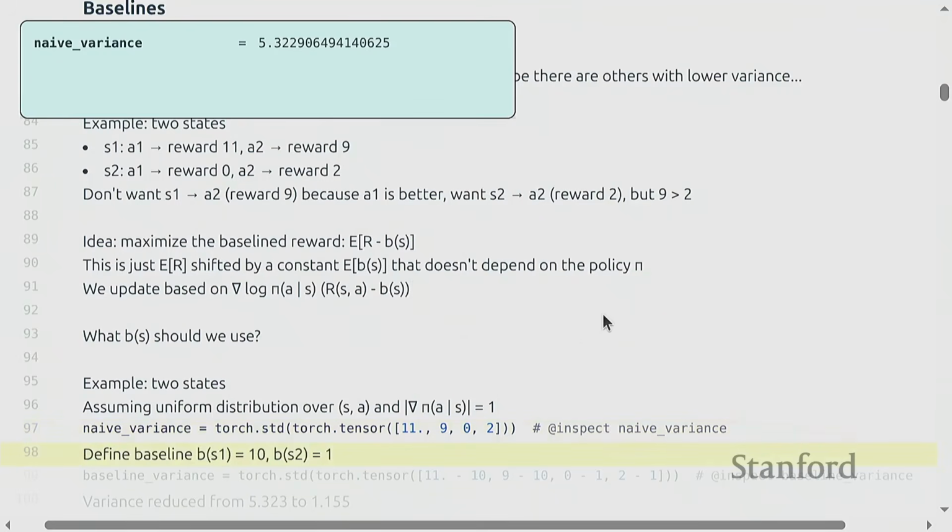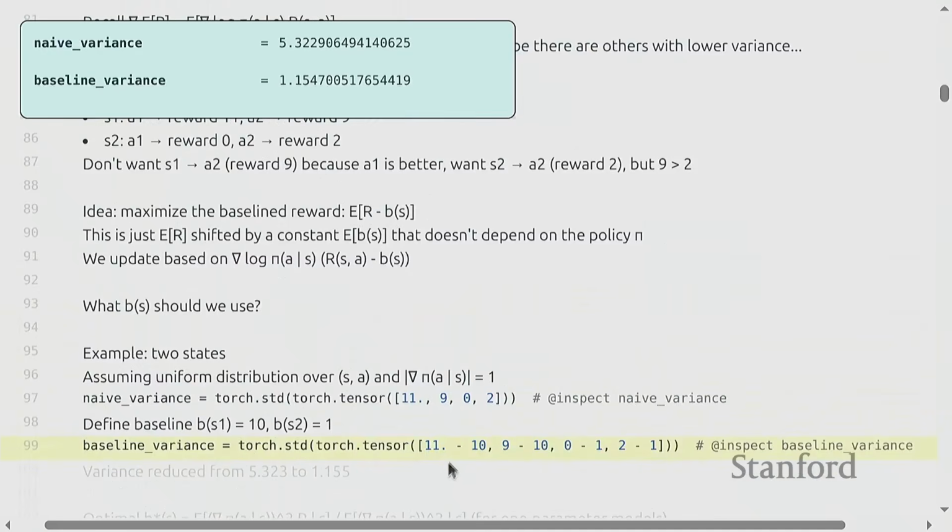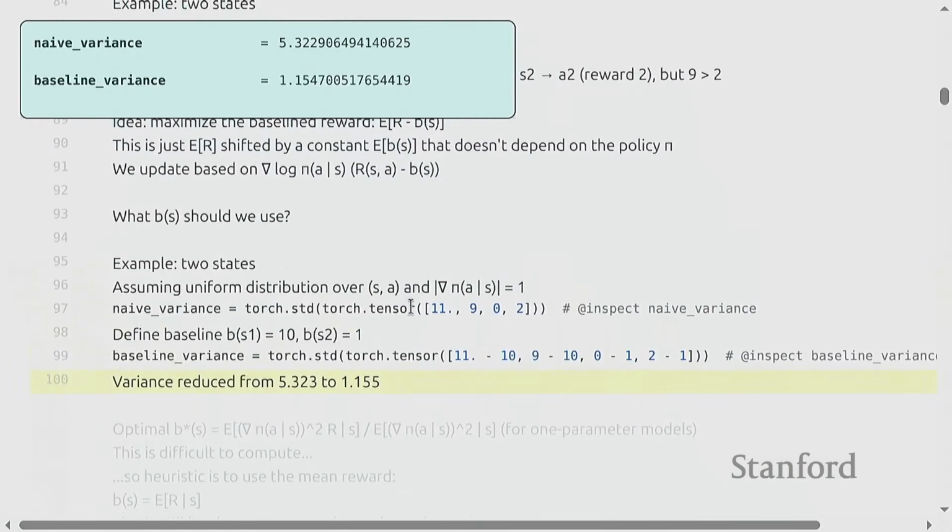Okay? So if you define a baseline, which is 10 for S1 and 1 for S2, then let's see what happens. You subtract off the baseline from these reward values. For S1, you subtract 10. For S2, you subtract 1. So now the variance is a lot less. It's only 1.1. So we reduce the variance from 5 to 1, which is pretty good, by just subtracting a baseline, which again doesn't affect your end results in expectation.